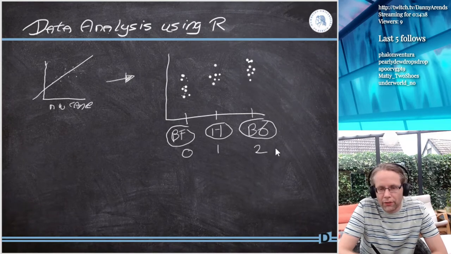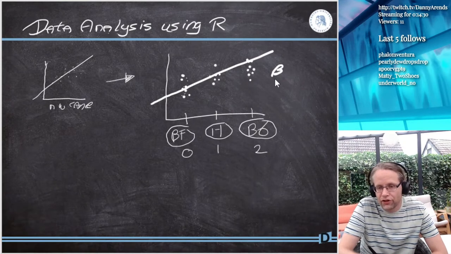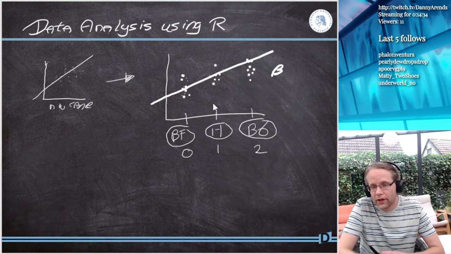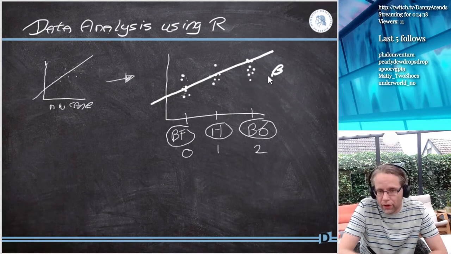So if we code our regression model like this, 0, 1, 2, what happens is R will just draw a straight line through it. So what we get is just a single beta coefficient. And this beta coefficient tells us having a single B6 allele increases your phenotype by this much. And having two of them is, of course, two times beta.